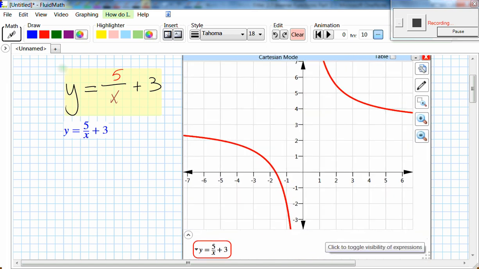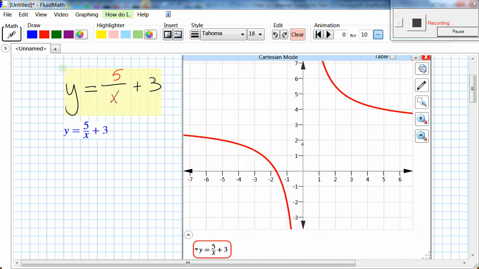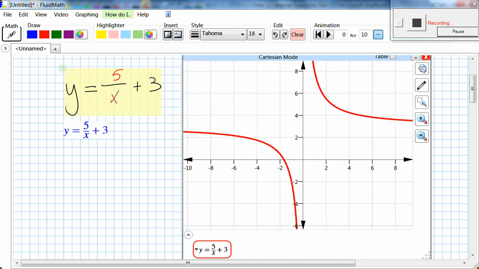So the domain looks like everything except for what? 0. Yeah, it can't be 0, right? And what about the range? Is there a y value that doesn't exist? Yeah, it's 3. Very good. It has something to do with this over here, right about here. That would be 3. Okay, good.